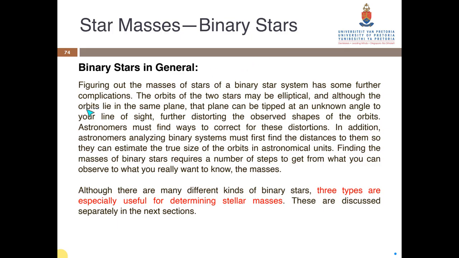So astronomers must find ways to correct for these distortions. In addition, they can estimate the true size of the orbits in astronomical units. Finding the masses of binary stars requires a number of steps to get from what you can observe to what you really want to know, the masses.